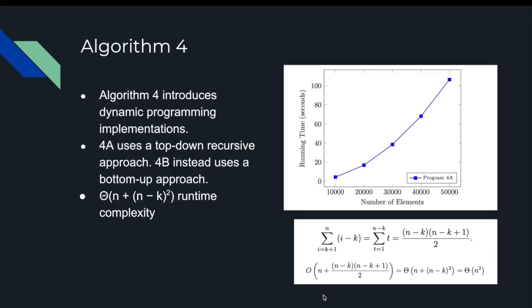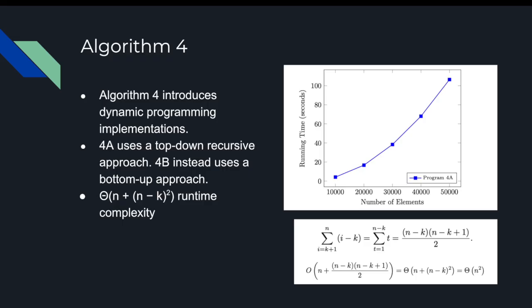With Algorithm 4, we introduced dynamic programming implementations. There are 2 versions of this algorithm that we have developed. One is 4a, which uses a top-down recursive approach with memoization, and we also have 4b, which instead uses an iterative bottom-up approach. Despite these design differences, they both have a runtime complexity of big theta of n plus (n minus k) squared.